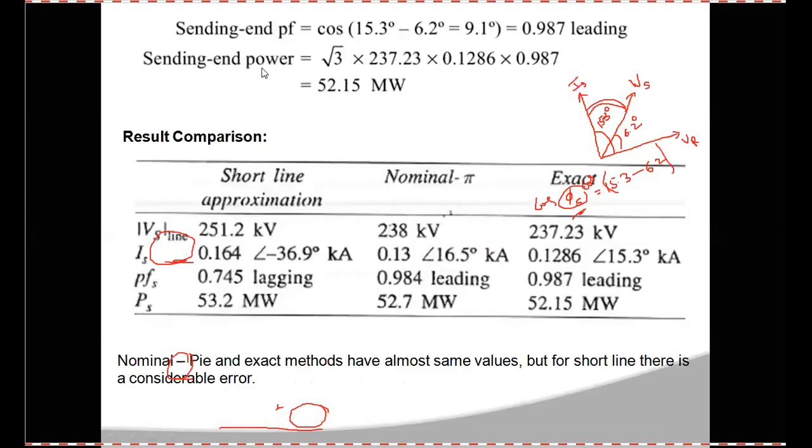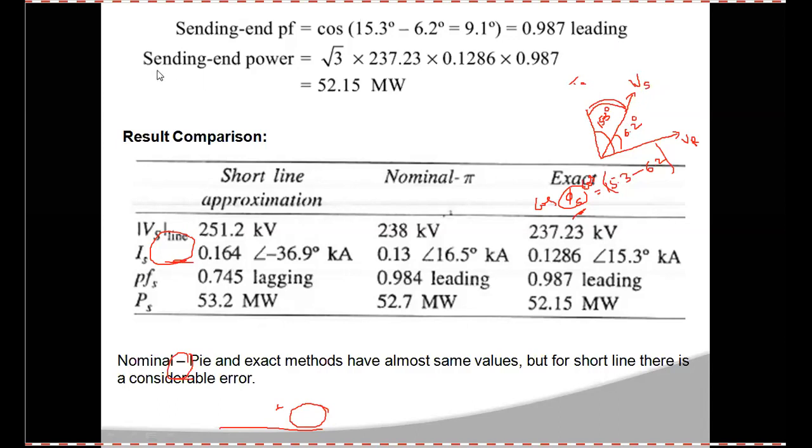Right, that sending end power factor is equal to cos of 15.3 minus 6.2, which is 0.987, which is a leading power factor here. Okay, so the sending end current is leading the voltage Vs. If you observe the vector diagram, your current is leading the sending end voltage, so the power factor is a leading power factor.